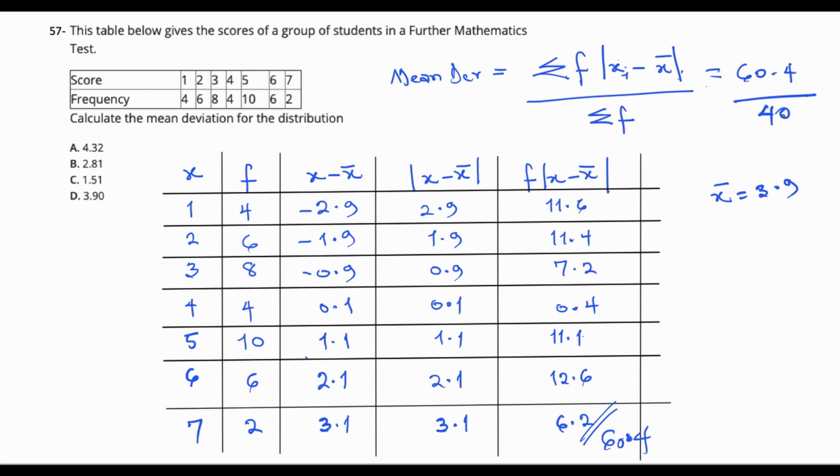So 60.4 divided by 40 is equal to 1.51. So our mean deviation is 1.51, and that's equal to C here.